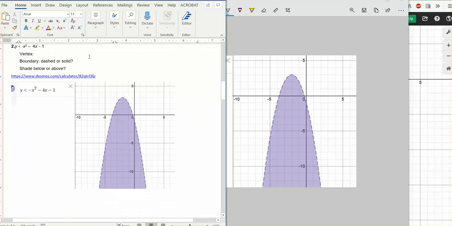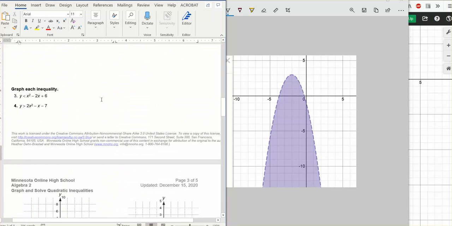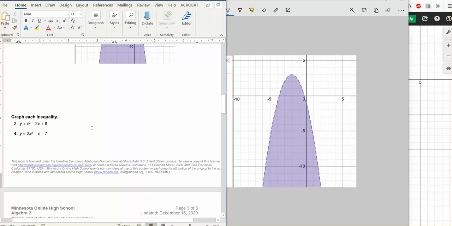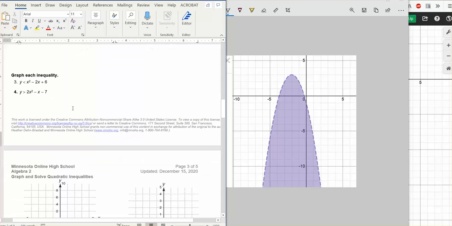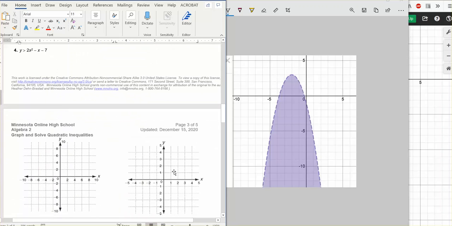I didn't fill them in as I went, but you'll need to do that. On these next questions, all you need to do is graph. You don't have to answer the questions about what's the vertex, is it dashed or solid. All you need to do is make the graph and then attach it, or if you want to recreate the graphs on here, you can do that. All right, the next part's a little bit more complicated.